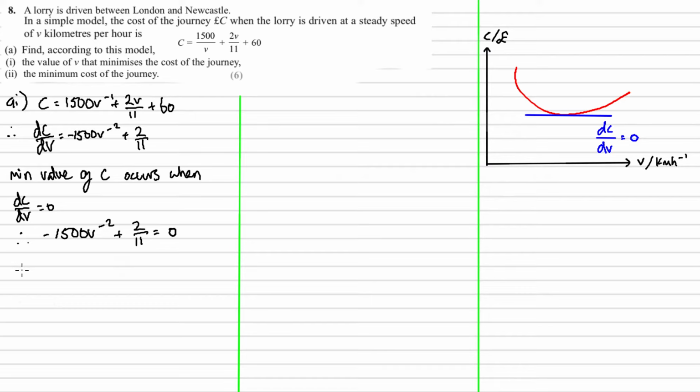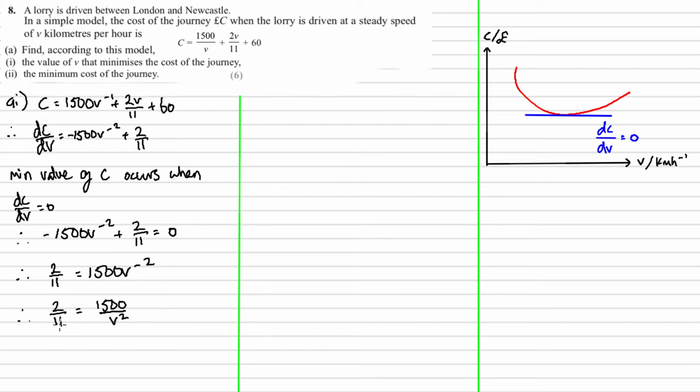Now I can therefore say that by adding 1500 v to the power of minus 2 on both sides, that 2 over 11 is equal to 1500 v to the minus 2. And again, using my knowledge of indice laws, I'm going to bring this v to the power minus 2 down. I'm going to say this is equal to 1500 over v squared. You should be familiar with manipulating indices in that fashion.